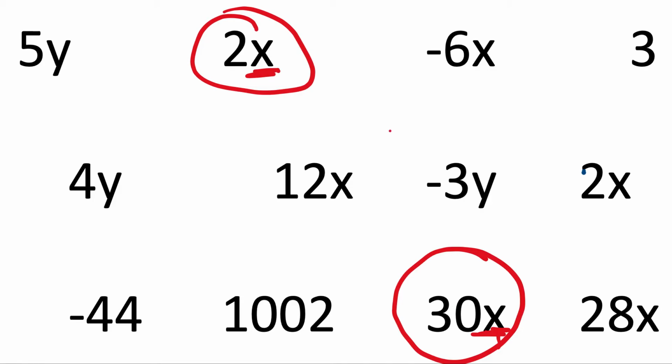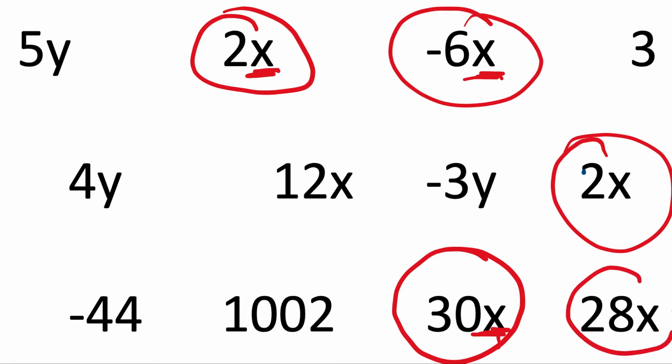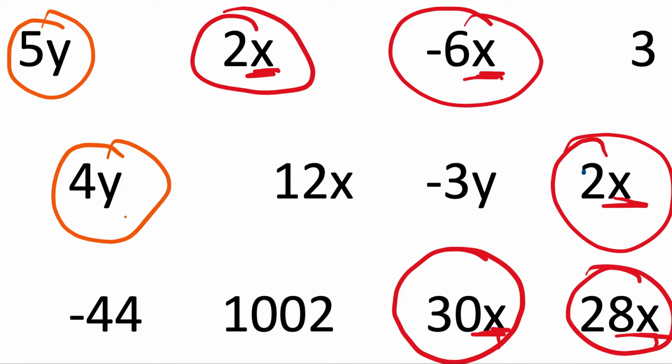Other like terms would be this -6 because it has the X, 2x, 28x. Those are all like terms because they end in an X. Another type of term would be these ones because they end in the letter Y. There's another one over here. Doesn't matter the number in front, doesn't matter positive or negative. It's the ending, the label, that tells me whether it's a like term.